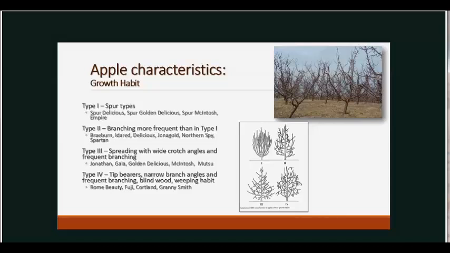These are what we call tip bearers. Most apples produce on 2-year-old wood or older, but when we have type 4 types, they produce on 1-year-old wood, and we call these tip bearers. They have very narrow branch angles, very frequent branching. They have blind wood, and blind wood means that it's non-productive. There are no fruit buds on it, and that is a lot of the interior of the tree. They have a tendency to have kind of a sloppy, weeping habit. And Granny Smith is probably the most famous for this. Rome Beauty, Fuji, and Cortland also have this characteristic.